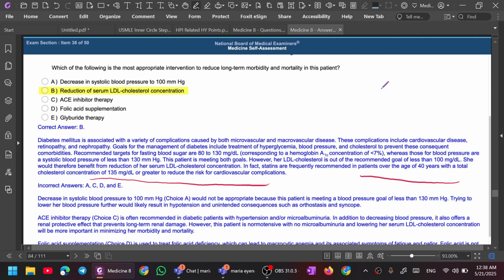Okay. ACE inhibitor therapy is often recommended in diabetic patients with hypertension and microalbuminuria. In addition to decreasing blood pressure, it also has renal protection. However, this patient is normotensive with no microalbuminuria, and lowering the LDL cholesterol will be important. And it's not glyburide, because we use it to treat hyperglycemia in diabetic patients. This patient's blood sugar is within control, and attempts to further decrease it can lead to hypoglycemia.